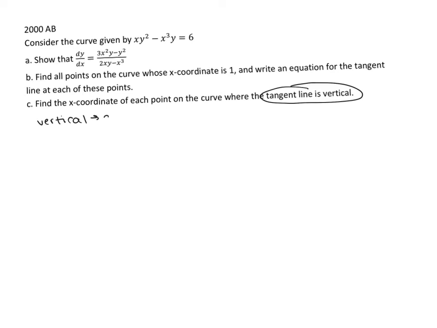What we do is we look for where the denominator is equal to 0. That's because a vertical tangent line, remember, has an undefined slope. Undefined slope, or undefined fraction, is where our denominator is 0. If we want to know where a tangent line is horizontal, that's where we set the numerator equal to 0.